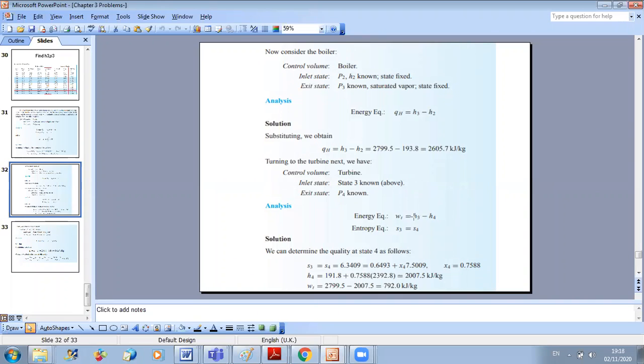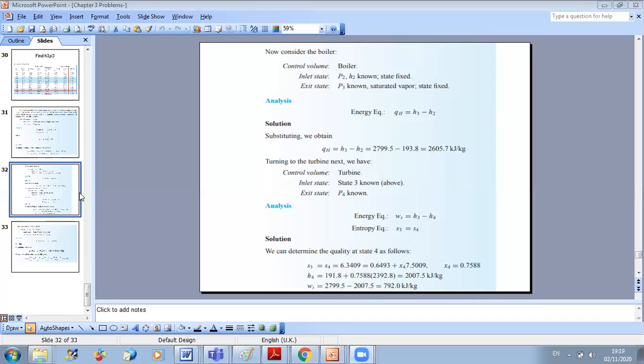So as we did together, to find the quality, to find the enthalpy at point 4, we need to use that entropy S3 is equal to entropy at 4. And after this, from this relation, we calculate X4, which will be used in the computation of H4. And once we find H4, we can find that W turbine is H3 minus H4. We get the result.